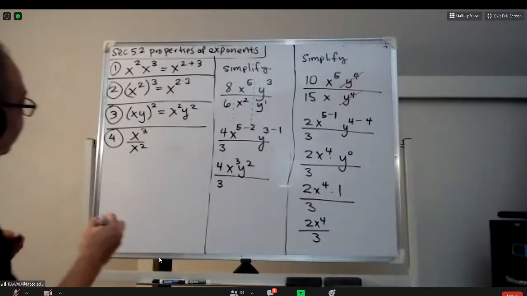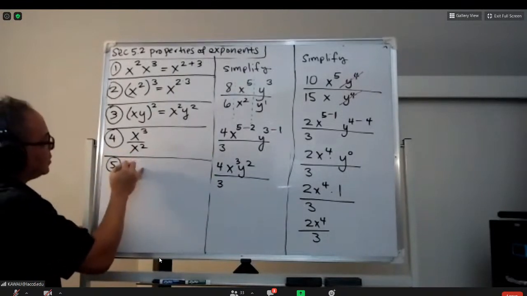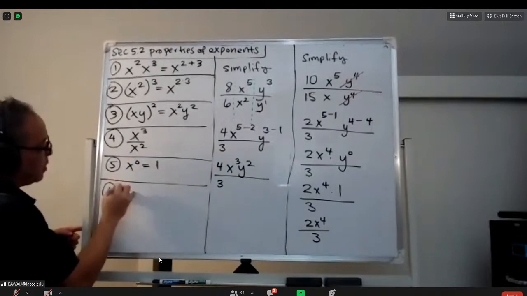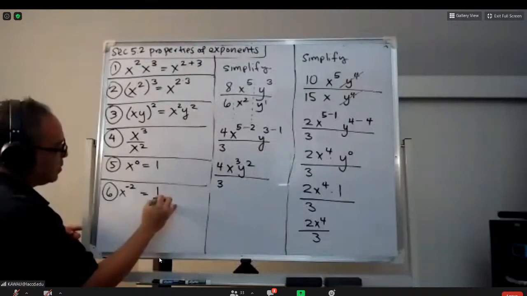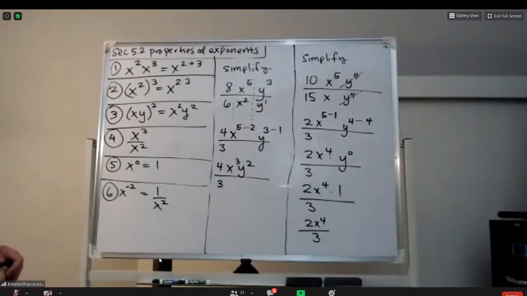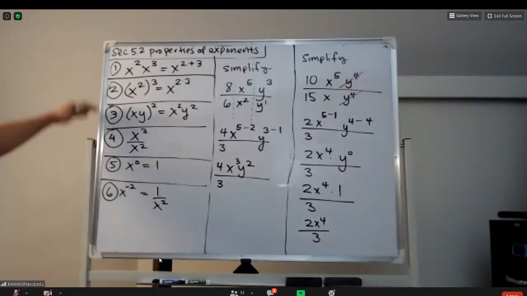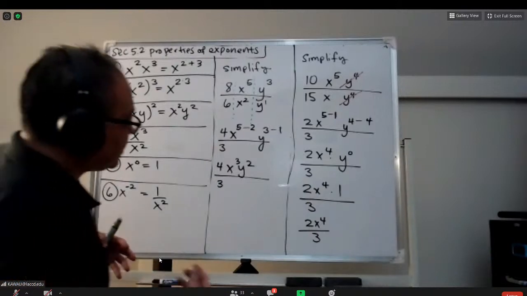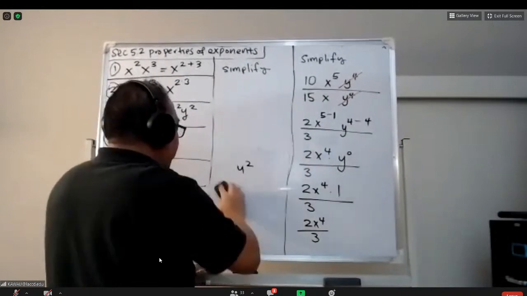Now, after this, we have all of our favorites. We have x to the 0 is equal to 1, and we have x to the negative 2 is equal to 1 over x squared. Okay. All right, now, before we hit the negative exponents, because usually when we go 1 through 4 and keep everything positive, people are generally pretty happy. So let's look at a couple things before we hit the negatives.